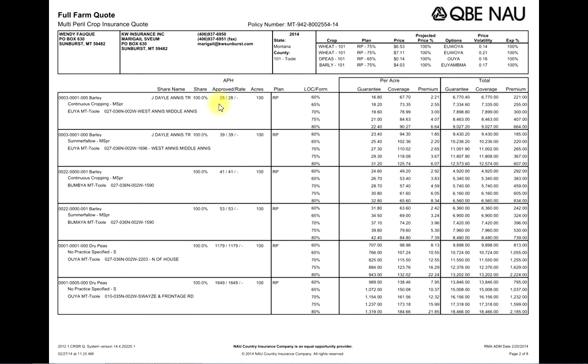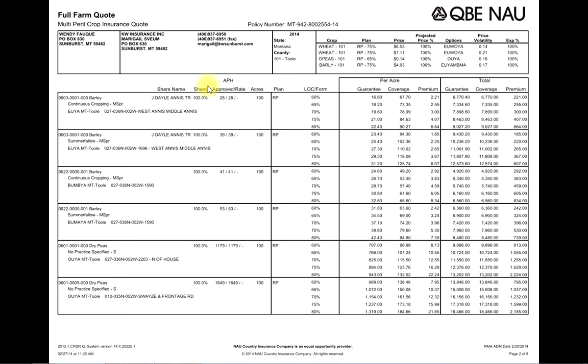It's also a good way to go through and look at your approved versus rate yields for each unit. Like we talked about, if any of those get spread out, if your rate yield's quite a bit lower than your approved yield, you'll notice this premium is going to be substantially probably higher if it gets too low over here versus the rest of the units on your farm.